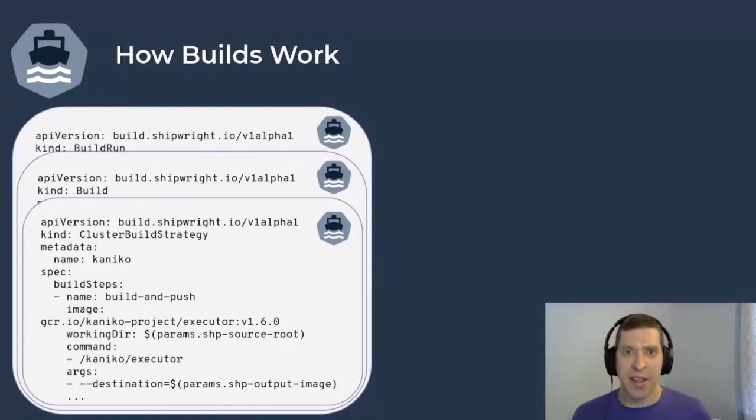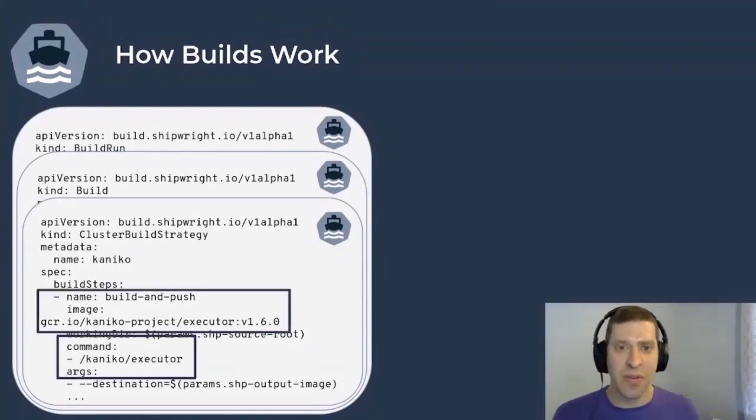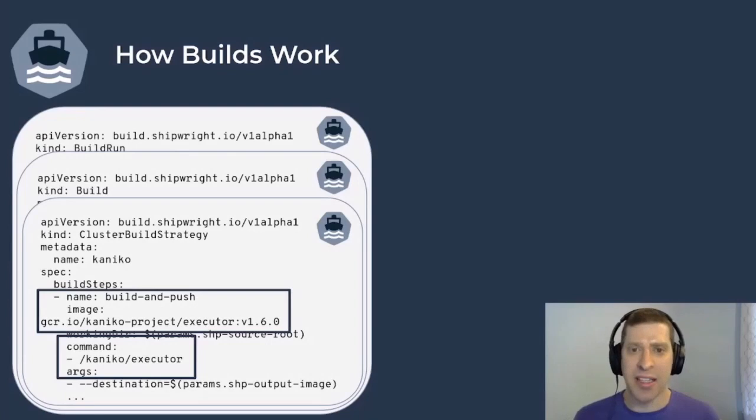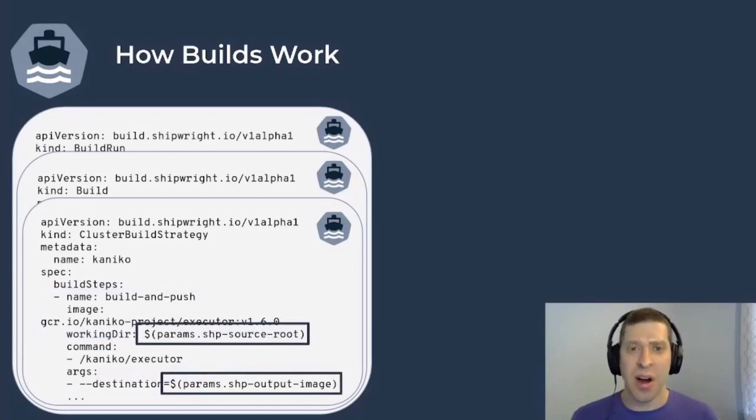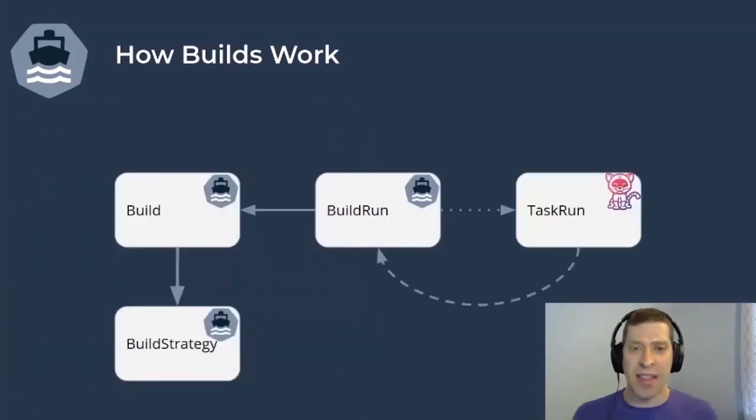If you look back, you may have noticed two things in my previous slide. First, as you can see in the highlighted sections, the build step API looks a lot like the Kubernetes pod spec API, particularly the containers array. Second are the two values for the working directory and the destination argument. These look a lot like Tekton variables used in Tekton tasks. And this is not a coincidence.